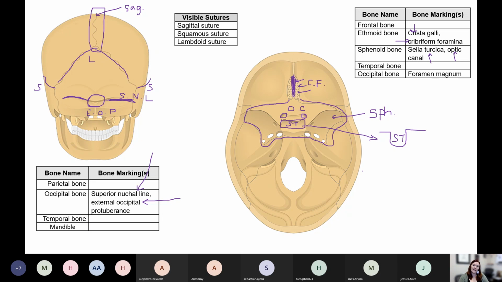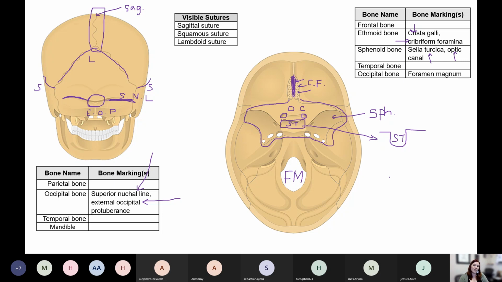One other bone marking that I'll mention for you here inside the skull is this right here. This is called the Foramen Magnum. Foramen Magnum literally means big hole. So the Foramen Magnum is a big hole in the bottom of the skull.